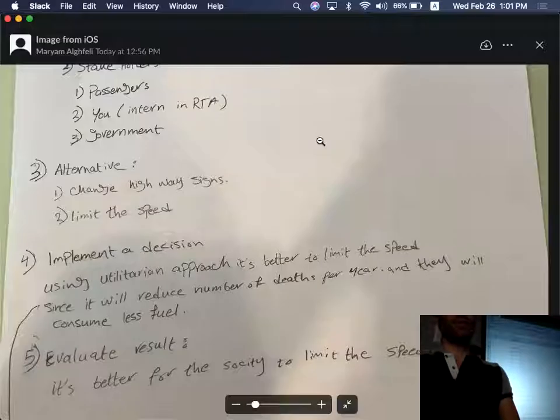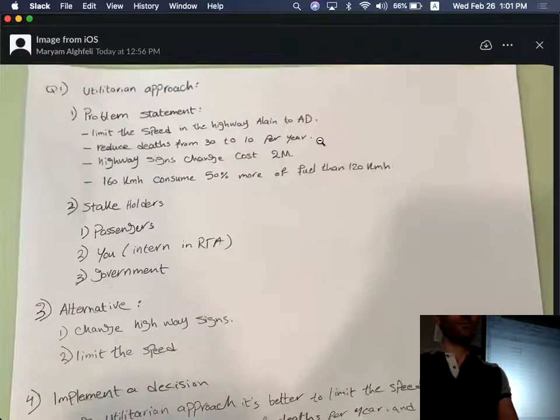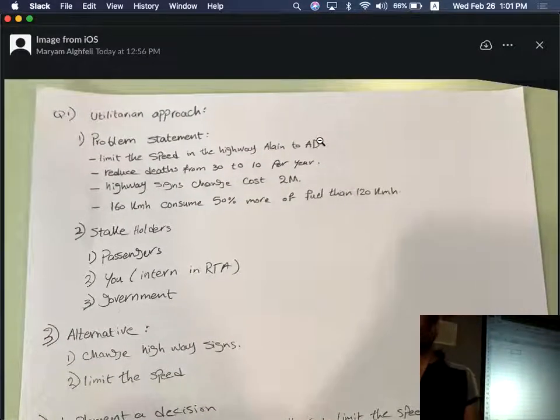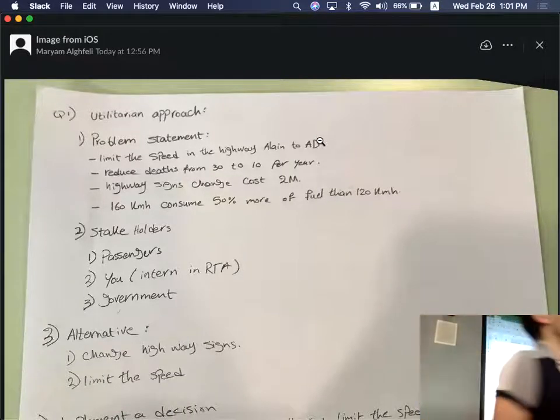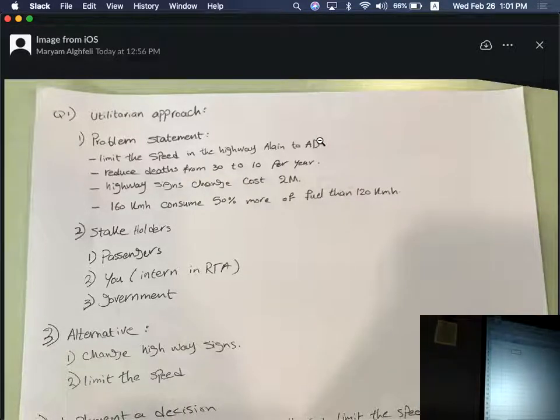It's to limit the speed on the highway Al Ain to Abu Dhabi, reduce deaths from 30 to 10 per year. Highway sign change costs 2 million, and 100 kilometers per hour consumes 50% more fuel than 120 kilometers per hour.